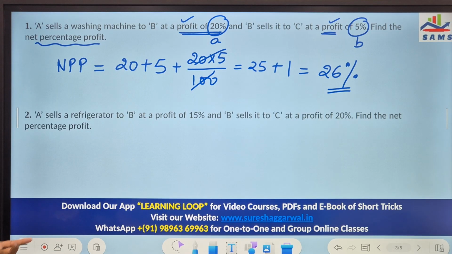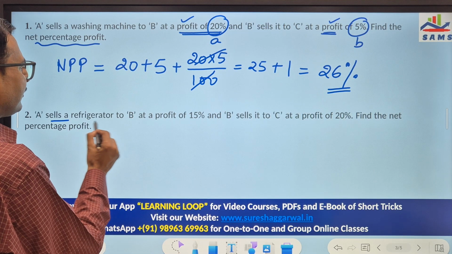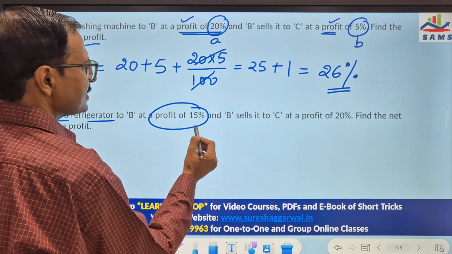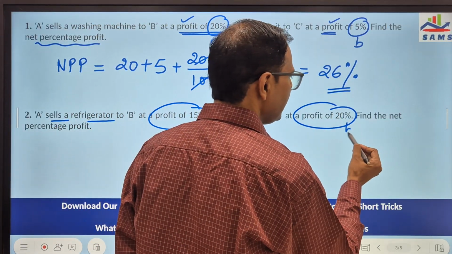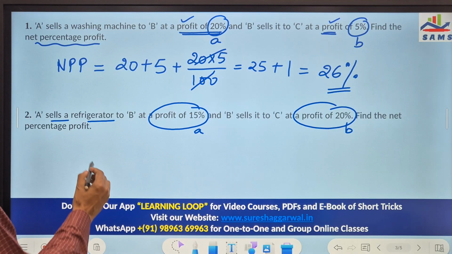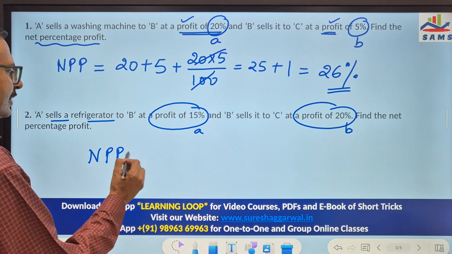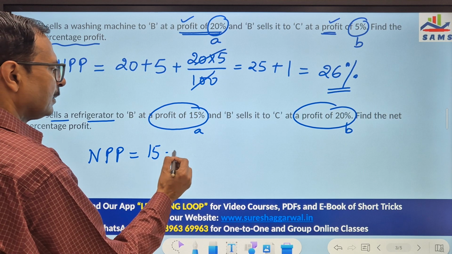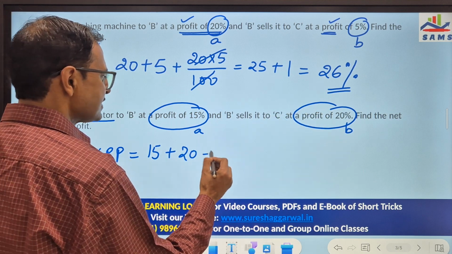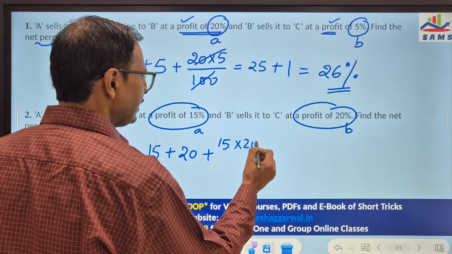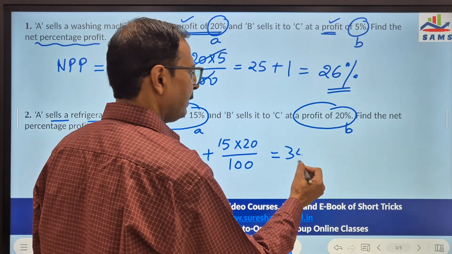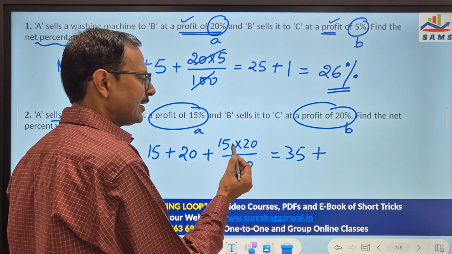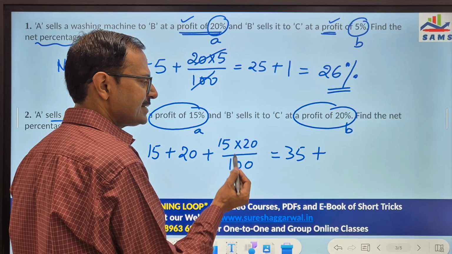Now, one more question like this, and then we will take the case of loss also. Here, A is selling a refrigerator to B at a profit of 15%, so this is A. B sells it to C at a profit of 20%, so this is B. And again we can do the same thing. Net profit percent is, this is 15 plus this is 20 plus the product of the two, 15 into 20 divided by 100. So this gives me 35 plus 20 into 15 is 300, right? And 300 divided by 100 is 3.